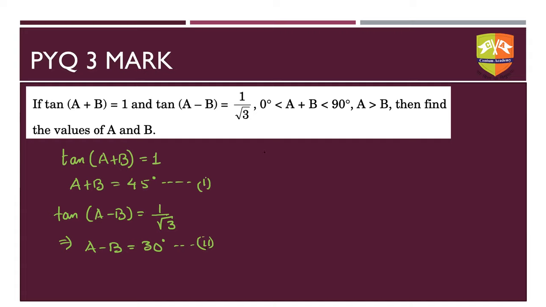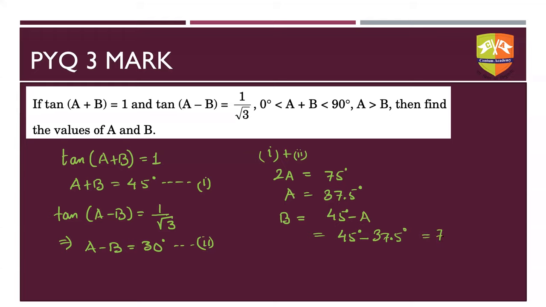Equation number 2. We'll add 1 plus 2. That will eliminate B. So that will give you 2A equals 75 degrees, and so A equals 37.5 degrees. And B will be 45 degrees minus A, which is 45 degrees minus 37.5 degrees. Someone says 105 by 2.